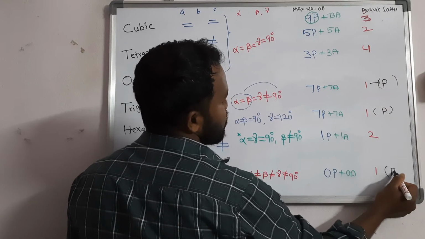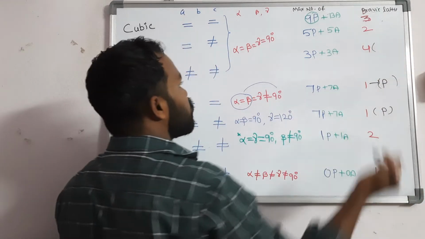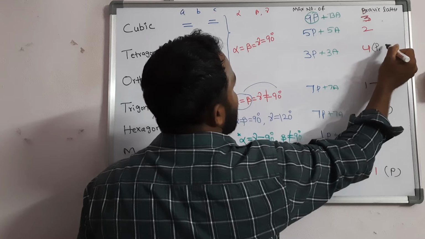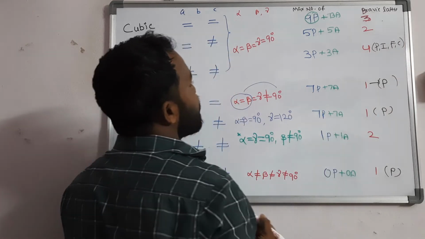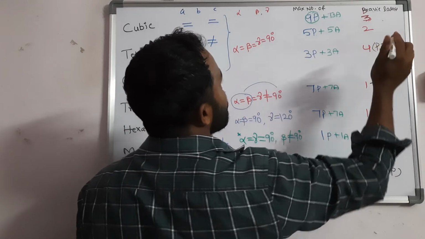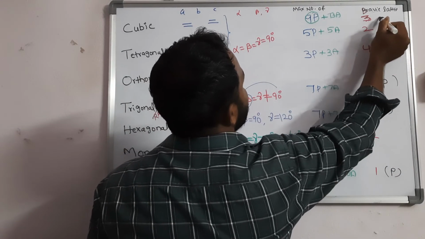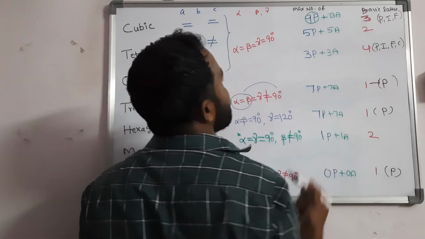Here P is present. So 3, next 4 is there. What are the 4? Only 4 are there, directly you should write P comma I comma F comma C, right? So for this 3, for cubic only we have the 3. What are they? P comma I comma F.